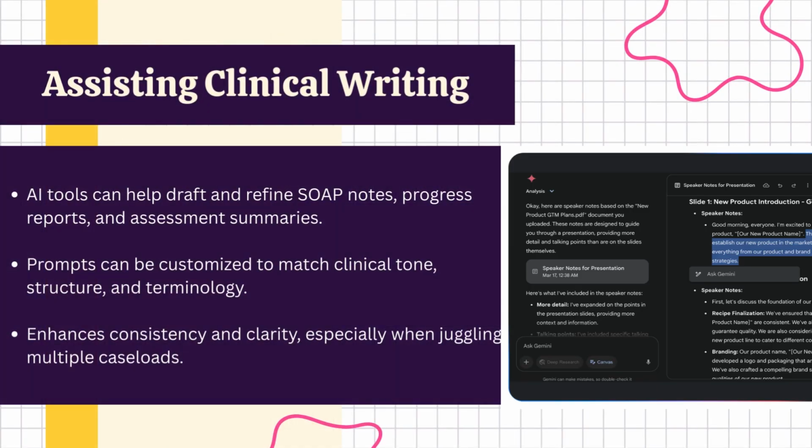The last example is to assist clinical writing. AI tools could help to draft and revise short notes, progress reports, and assessment summaries. I myself usually use Google Gemini, but of course other AI tools could be used. Prompts can be included to match clinical tone, structure, and terminology, and it helps to turn a very rough draft into full documentation. It also helps enhance consistency and clarity, especially when having to write for multiple caseloads. It is definitely helping a lot.